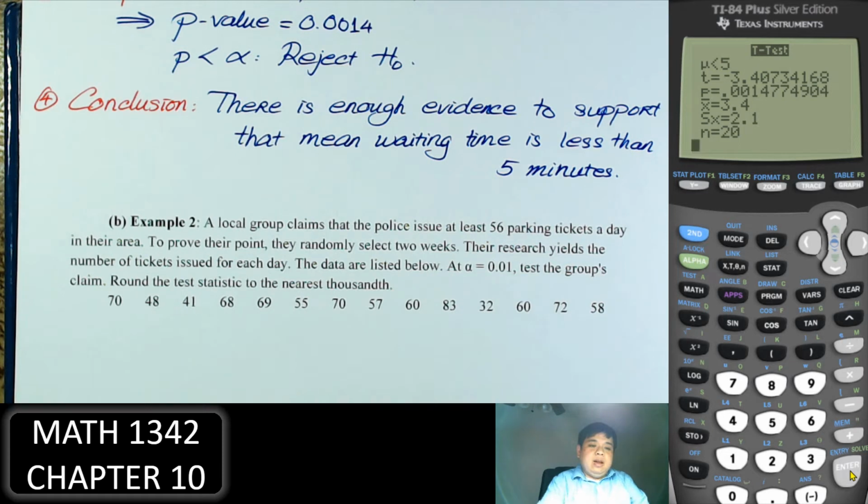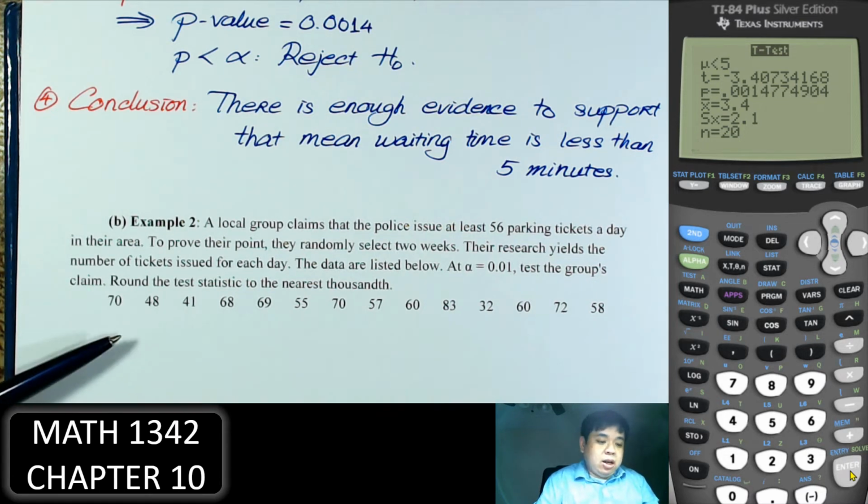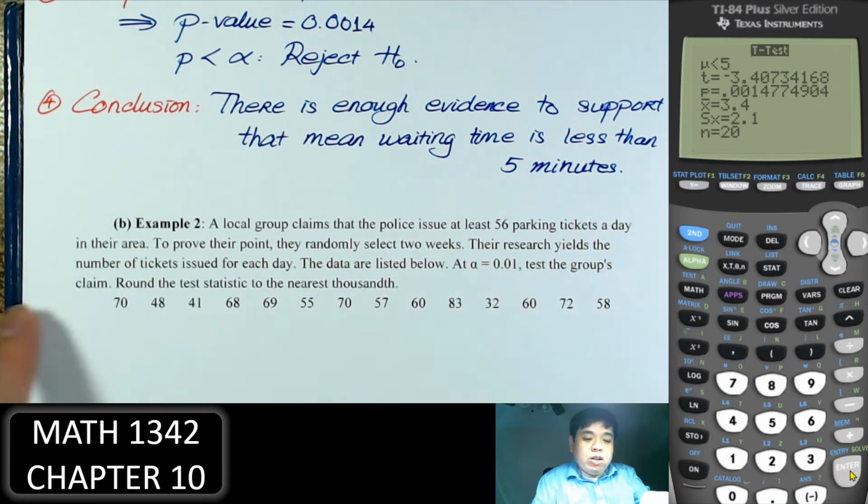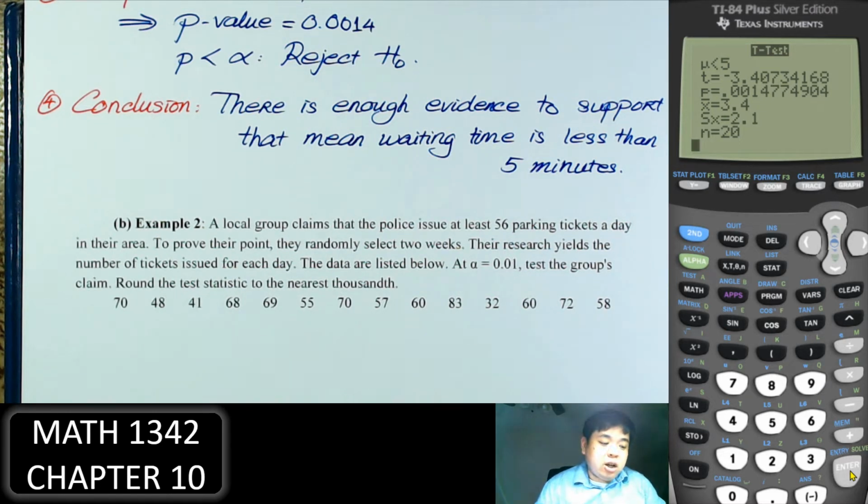Next, a local group claims that the police issue at least 56 parking tickets a day in their area. To prove their point, they randomly select 2 weeks. So that's like 14 data points here. The search yields the number of tickets for each day. So that's for 14 days. At 0.01, test the group's claim.